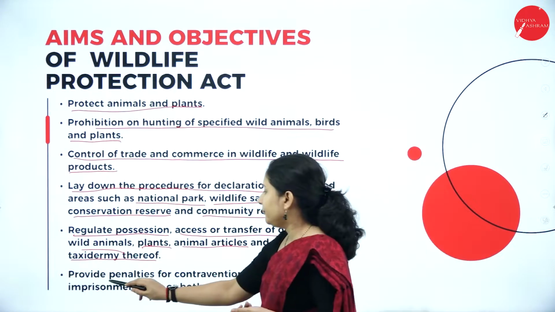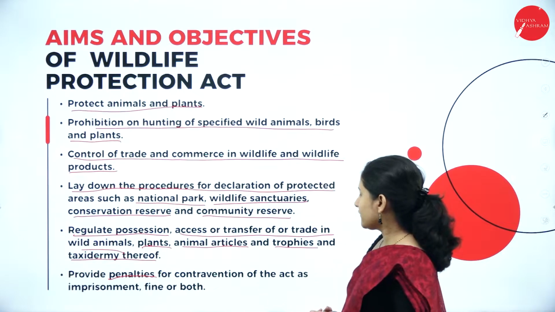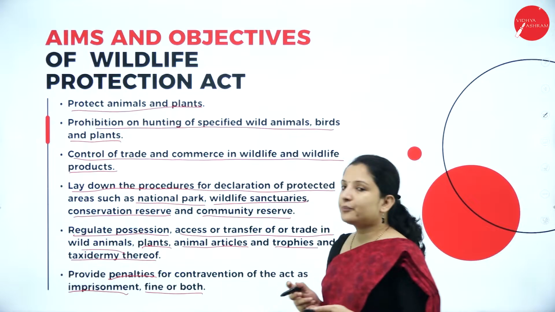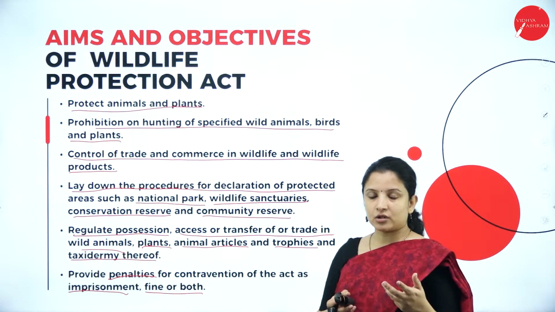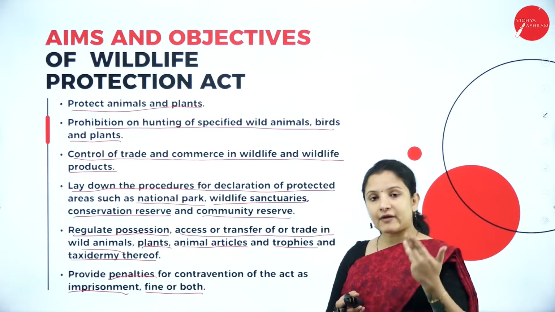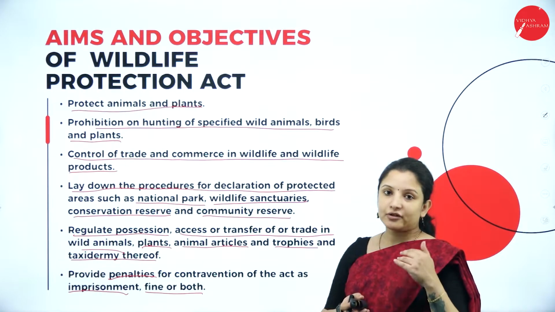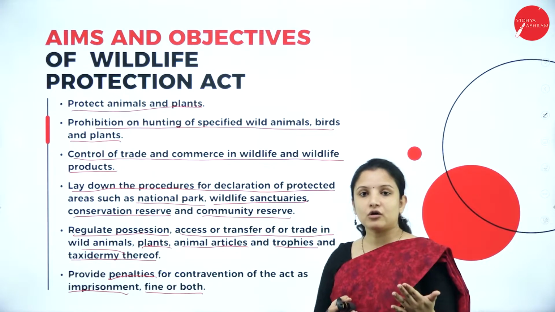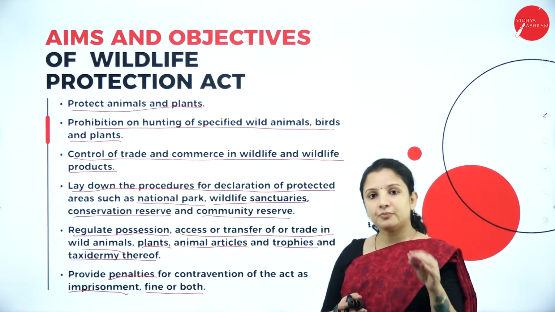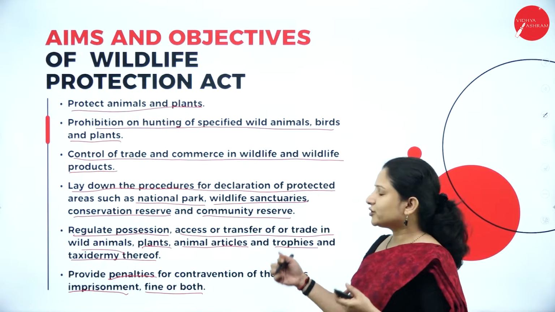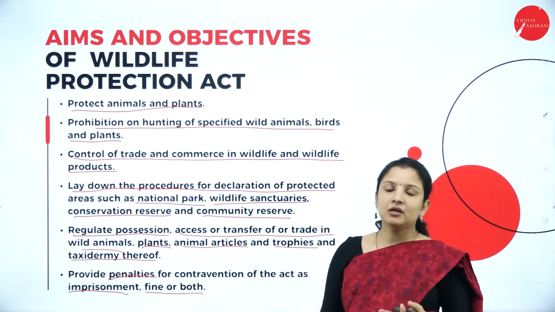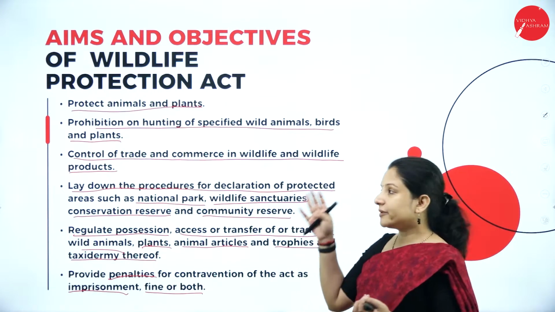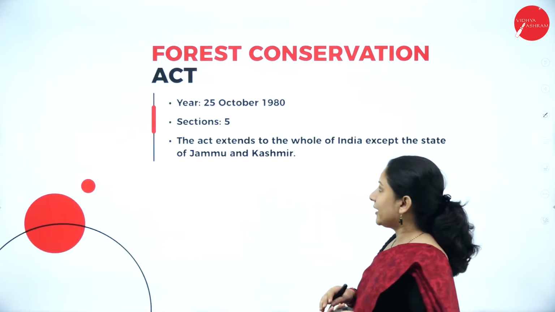And they provide penalties for contravention of the act as imprisonment, fine or both. So we have put a fine, right? A fine of a certain amount. And moreover, after putting a fine, if we still don't reduce the illegal activities, and still pose a threat to the wildlife, the environment and all that, the people can be put in prison. So various penalties will be set up, like for this particular crime what should be the penalty. All that will be framed by the Wildlife Protection Act itself.